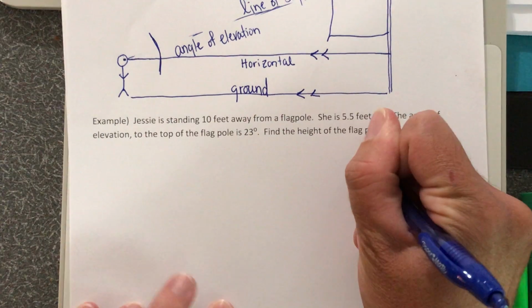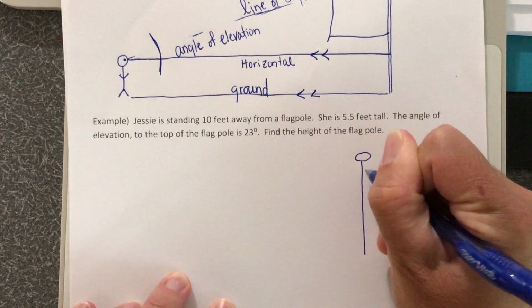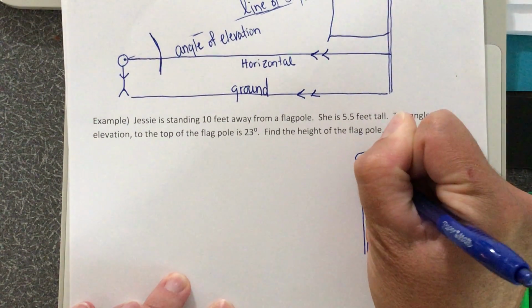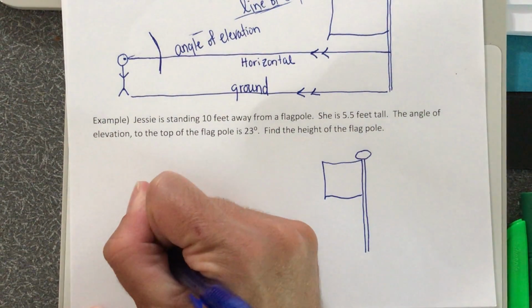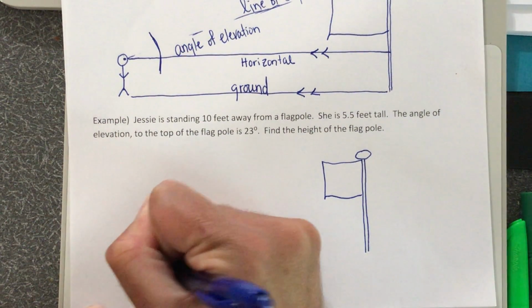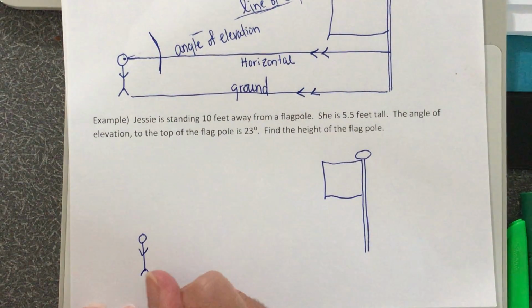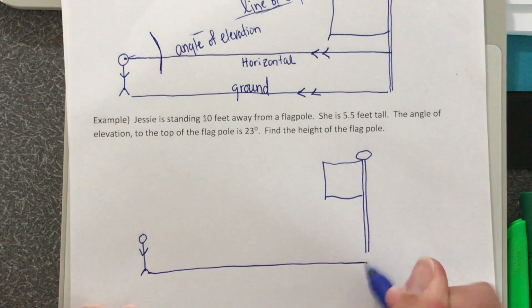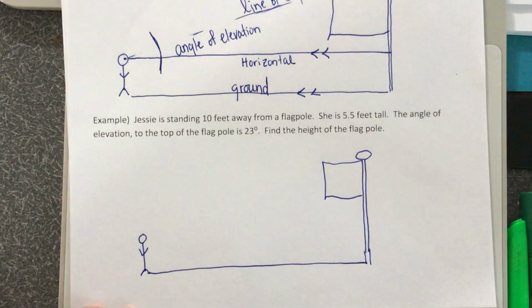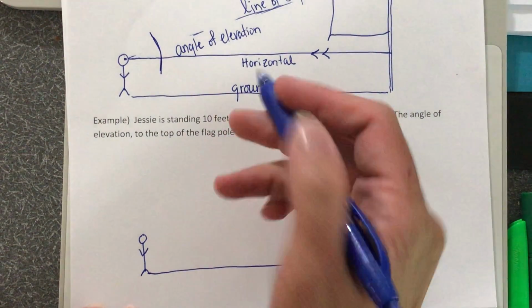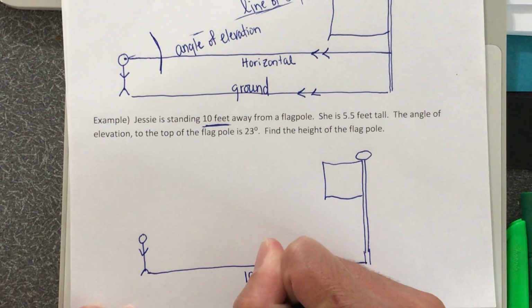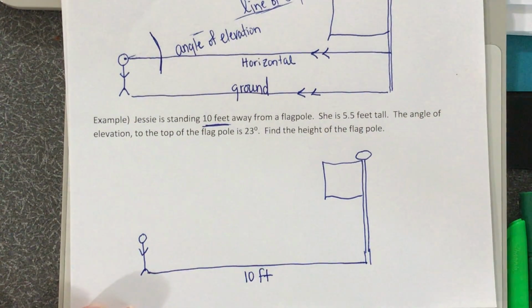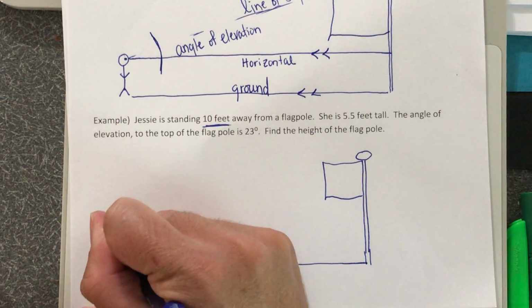So I'm going to draw a picture. Doesn't have to be anything fancy. Really just needs to be a right triangle, but I like to have the full picture here. So here's Jessie. And in this picture, it says she is standing 10 feet away from the flagpole. So there she is, 10 feet away. It also says she is 5.5 feet tall.